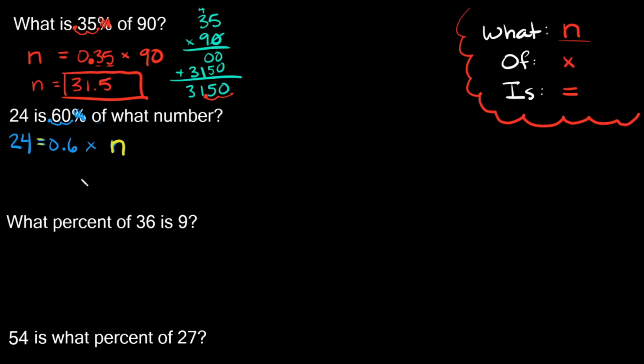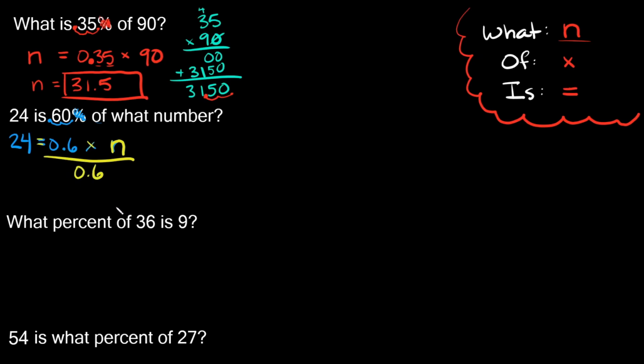Okay, so in order to do that, as you can see, we're multiplying, right? 0.6 times n. So in order to undo this multiplication right here, I need to divide, okay? What am I going to divide by? Whatever I'm trying to get rid of. So if I want to keep the n, that means I have to get rid of this 0.6, right? So I'm going to divide by 0.6.